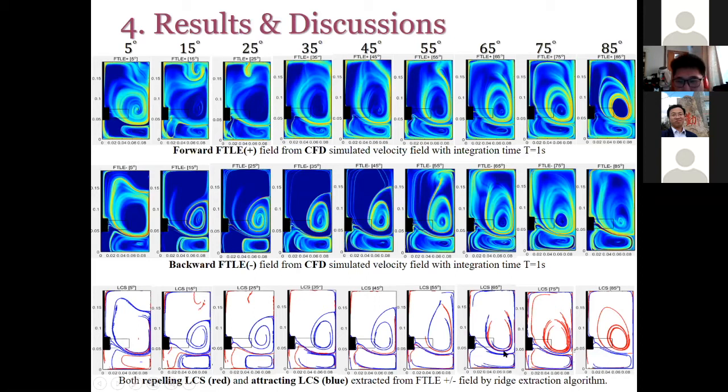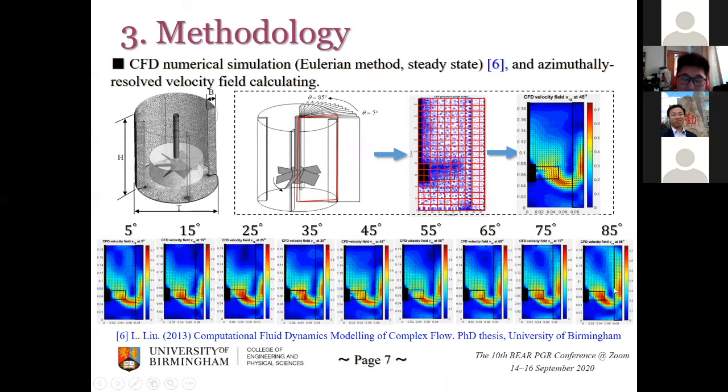But if you see just before the buffer, that means 5 degree before the buffer, the flow element here will go down. So it's quite different, even though the velocity field is similar.